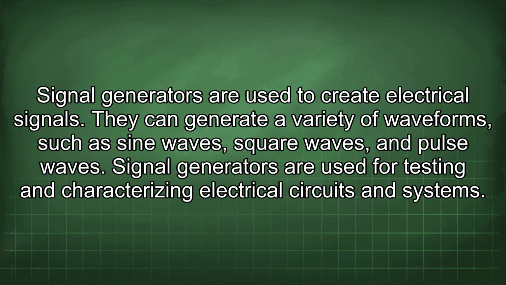Signal generators are used to create electrical signals. They can generate a variety of waveforms such as sine waves, square waves, and pulse waves. Signal generators are used for testing and characterizing electrical circuits and systems.